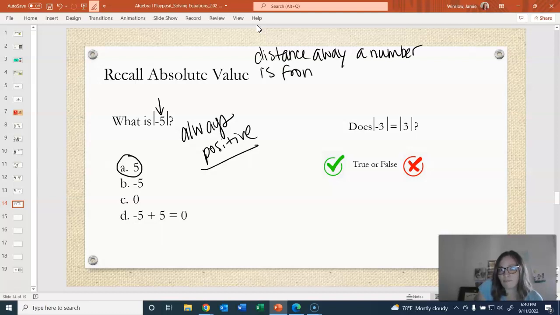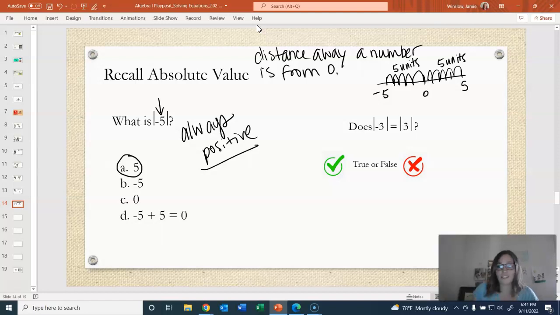from 0. So if you look at a number line, here's 0, 1, 2, 3, 4, 5, here's -5. How far away is it? How far? The distance or the length? It's 1, 2, 3, 4, 5 units. Just like +5 is 1, 2, 3, 4, 5 units away from 0. That's the definition of absolute value.